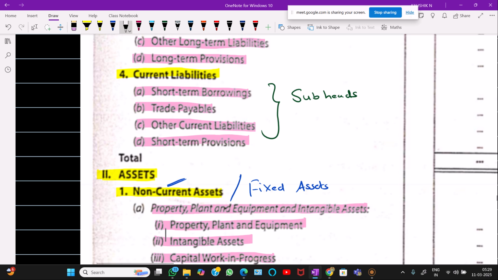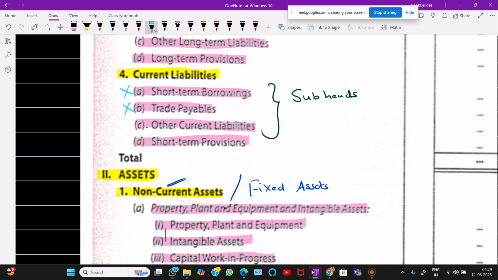For example, outstanding expenses. Outstanding expenses are not borrowings, right? It should not be a borrowing, so short term borrowings are ruled out. Trade payables, it's not possible. Outstanding expenses will not come under trade payables.